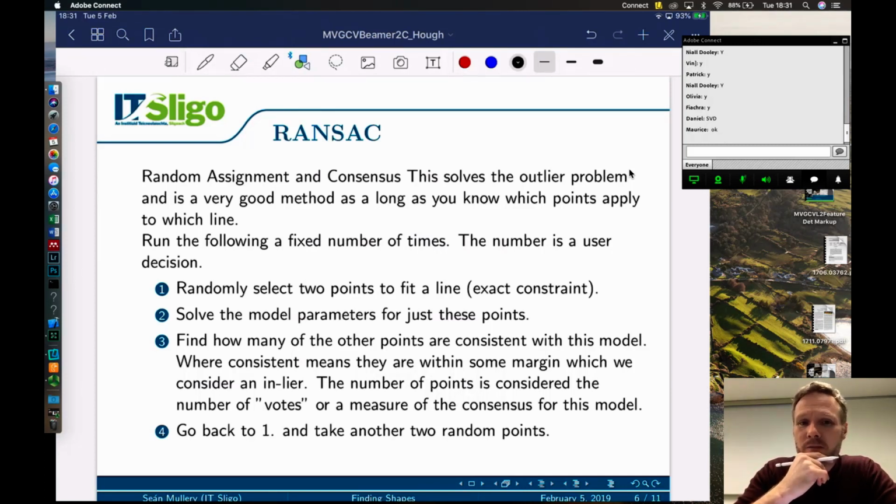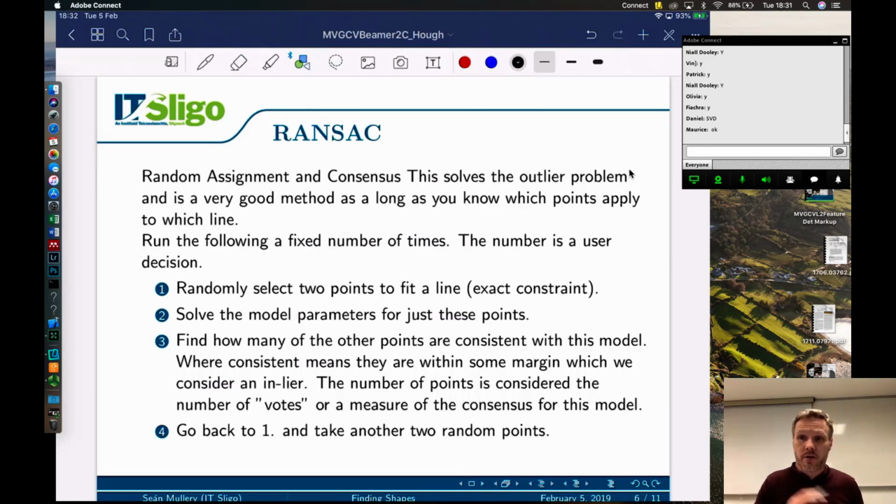Random assignment and consensus is what this stands for, and this solves the outlier problem. So what we basically want to do here is we want to have some sense, and we make this decision ourselves basically based on the data, but what we would say is that we only want to take into account points that are within some set range of the line that we're going to pick. Okay, so this is a very good method as long as you know which points apply to which line.